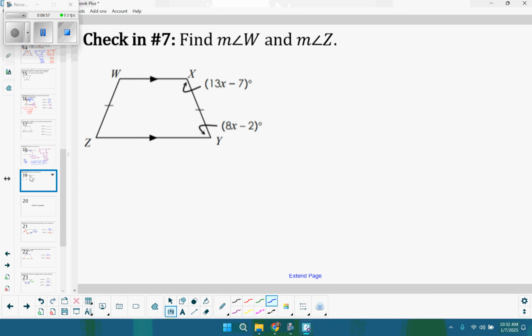This is one final check-in for you. You could pause or end it. Answers are posted on Google Classroom. And that is the end of the properties of trapezoids.